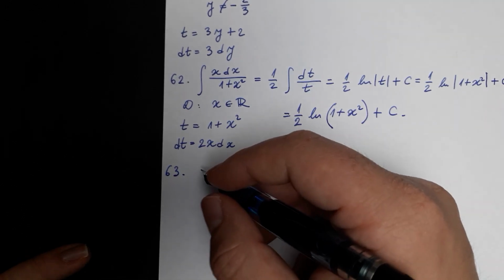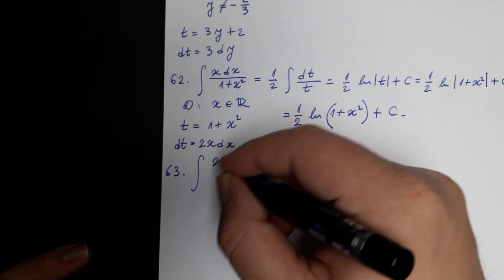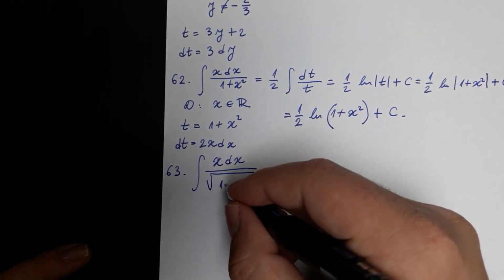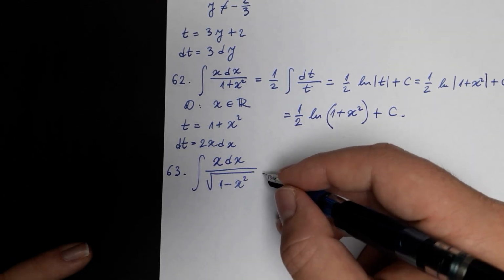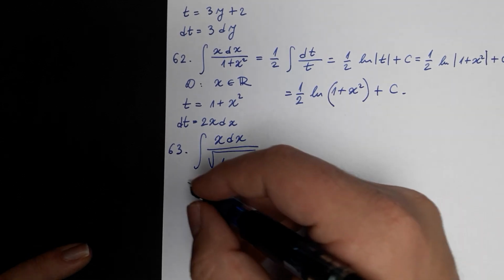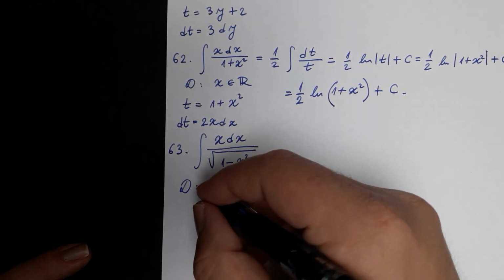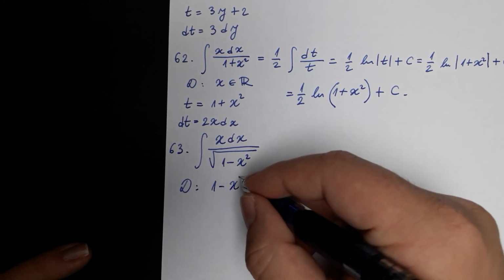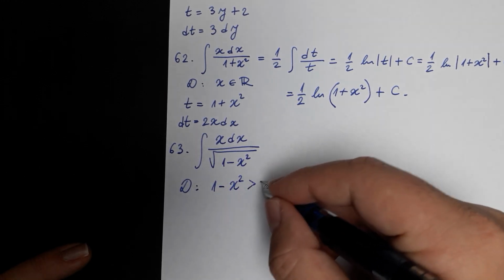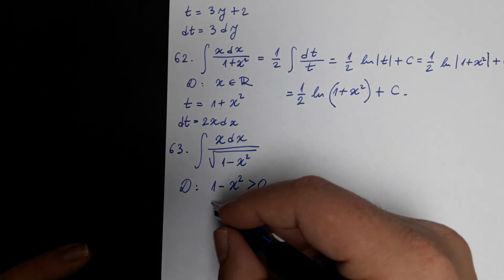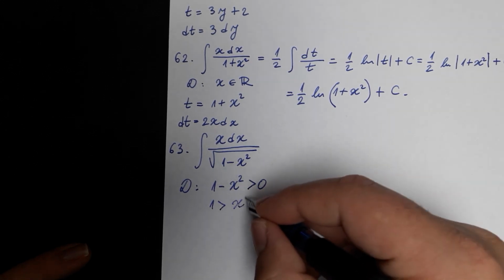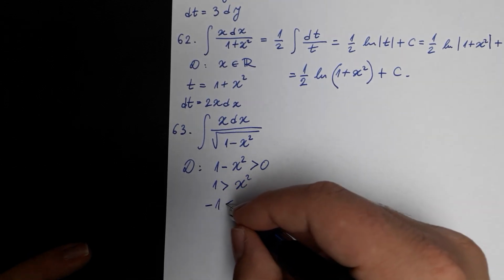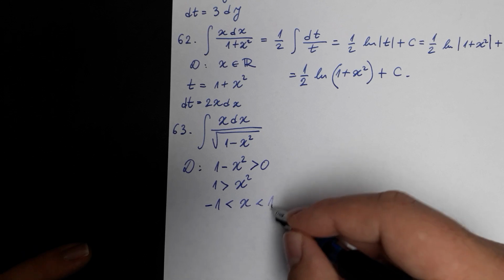Integral number 63 on our list is an integral of x dx divided by the square root of 1 minus x squared. Now, the area in which this integral is defined is for all x where 1 minus x squared is larger than 0. That means that 1 has to be larger than x squared, and that means that x has to be from the interval negative 1 to 1.